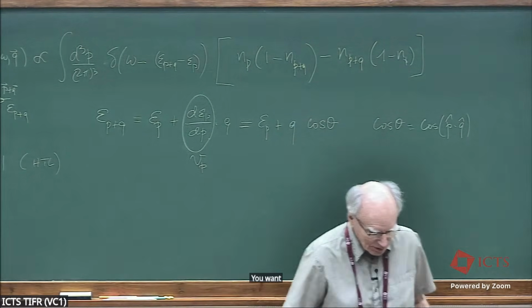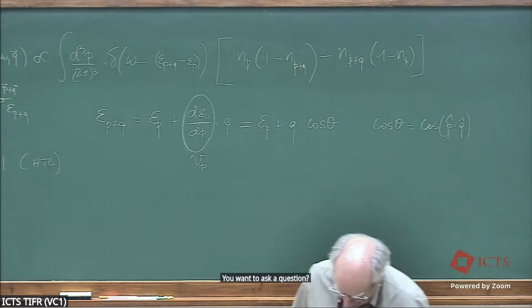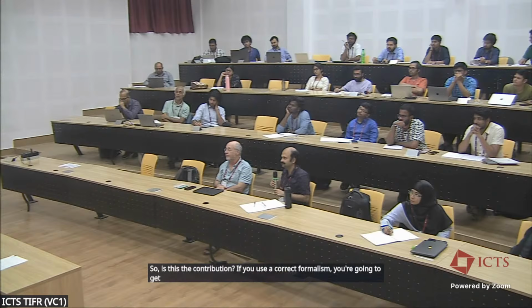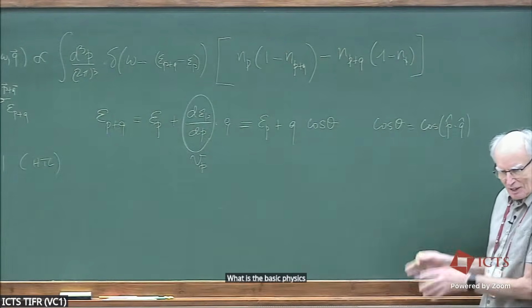You want to ask a question? Yeah. Can we see it in this way, that in the real-time formalism, we have the propagator which has a 0 temperature propagator plus the one which has particle creation and annihilation, which depends on this distribution function times the delta function? So is this the contribution from the imaginary part? If you use a correct formalism, you're going to get the correct results. What I'm telling you is what is the basic physics which explains the results.